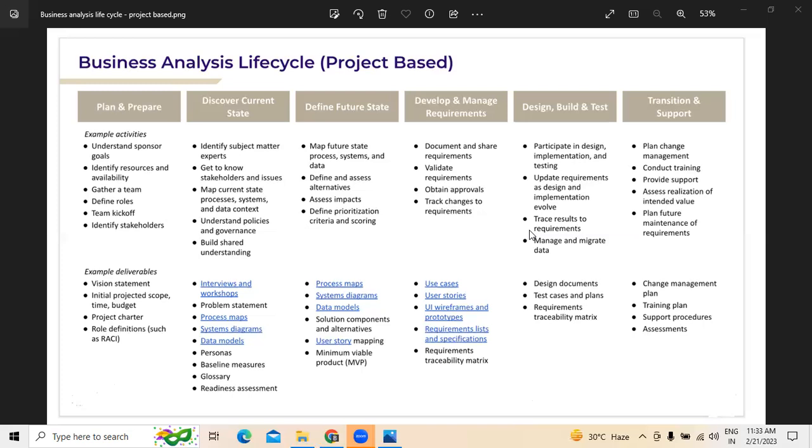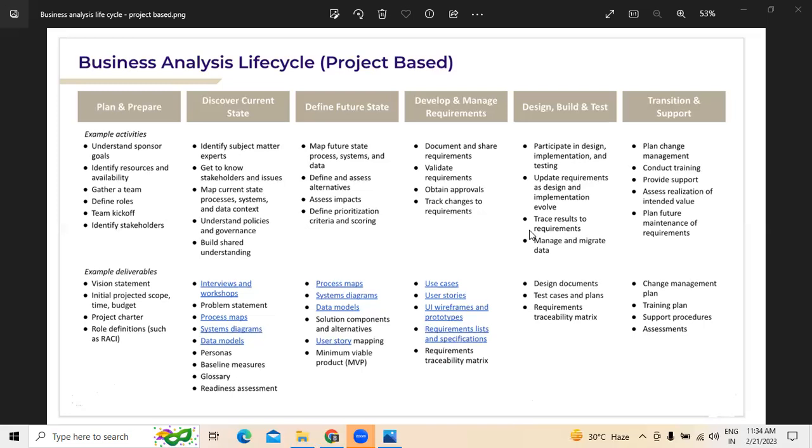When you try to understand planning and preparing, we need to understand the goals of the sponsor, because for any project there will be a project sponsor who is going to fund it. So understanding the sponsor's goals is what generally comes under planning. That is the first thing. Second, we need to identify the resources, followed by their availabilities. These resources can be classified into two parts: one is technical resource, followed by manpower resource.